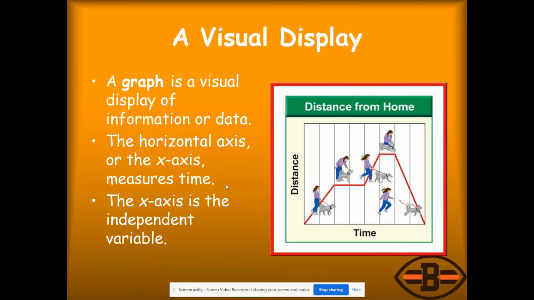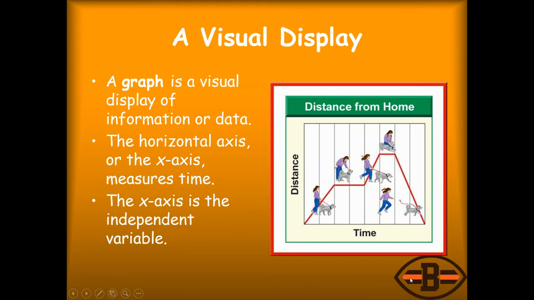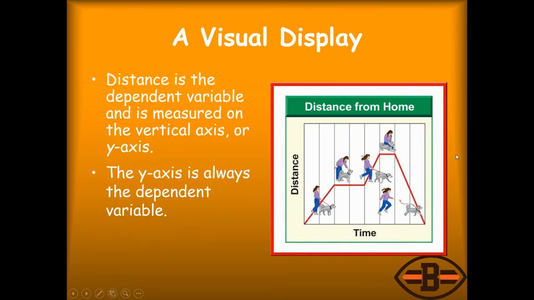The x-axis is the independent variable. And I told you variables would make more sense when we got here to this section. All right. Independent variables always go on the bottom. In this case, time is always an independent variable. On the next slide, you're going to see the up and down, or the vertical axis, is always the dependent variable. Distance is the dependent variable and is measured on the vertical axis, or the y-axis.